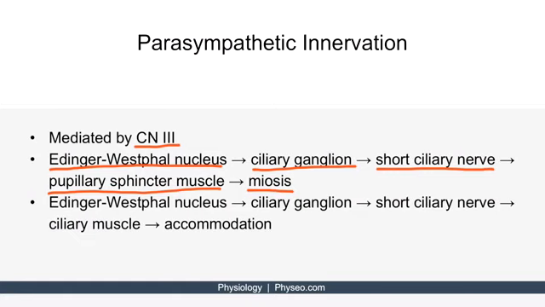And then the other thing is accommodation, which follows the same path: the Edinger-Westphal nucleus in the midbrain, ciliary ganglion, short ciliary nerve to the ciliary muscle, which performs accommodation. It's accommodation of the lens.